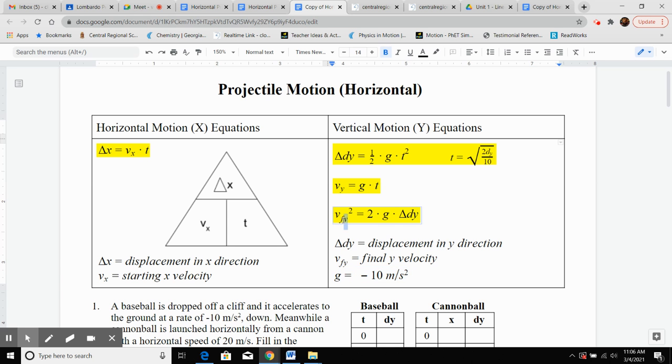And then your final velocity. If you knew how far it has fallen, times it by gravity, get that value, then square root that whole answer, you can get the final velocity in that y direction.